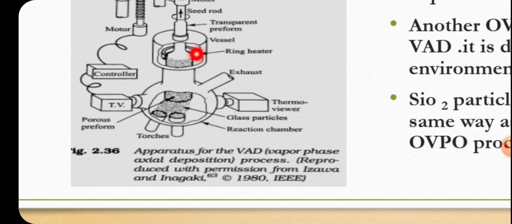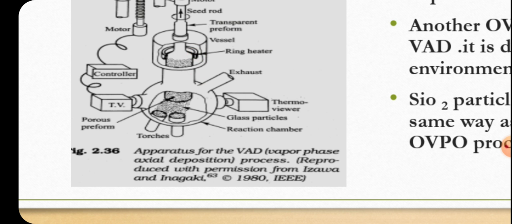Inside this chamber there is also a ring heater provided here. The soot deposited will be heated by the temperature provided by this ring heater, so that the soot will be sintered into the original glass preform.